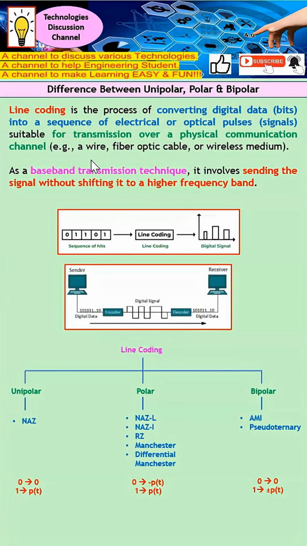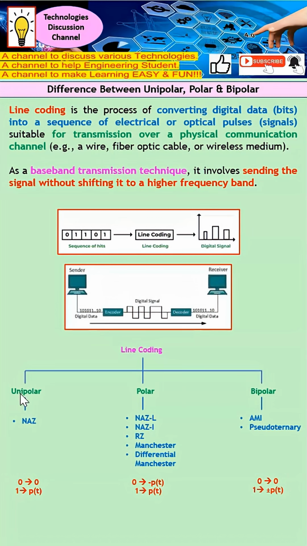Let's quickly understand what the baseband transmission technique is. In general, when we send from the transmitter to the receiver, we have modulation at the sender, which means that we shift to a higher frequency. However, for baseband transmission, the signal is sent without shifting to a higher frequency. Let's take a look at this in order to understand the difference between unipolar, polar, and bipolar.